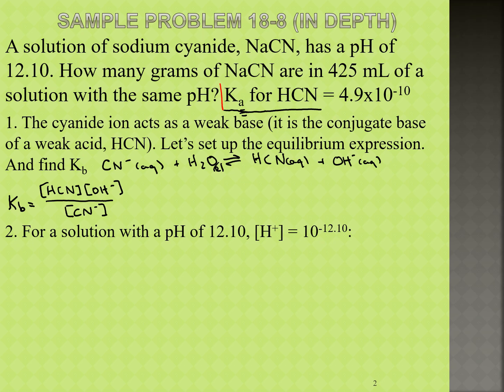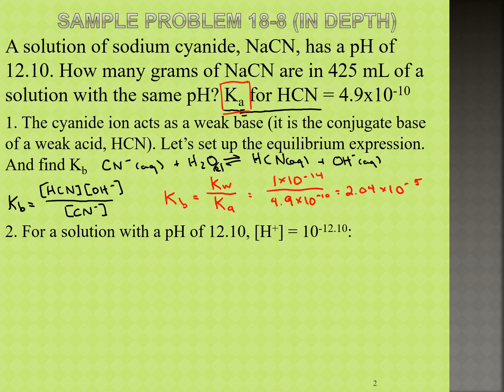All right, but remember in our problem, we were given a Ka. So Kb is also equal to Kw divided by our Ka. That's the fact that our Kw is equal to Ka times Kb. I've just rearranged that. So 1 times 10 to the minus 14th divided by 4.9 times 10 to the minus 10th, and we're going to get this equal to 2.04 times 10 to the minus 5th.